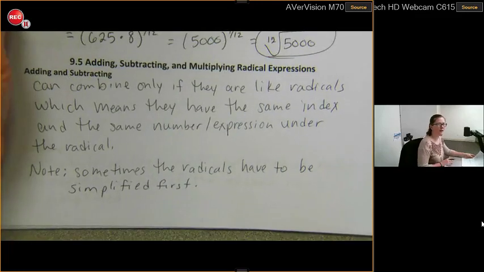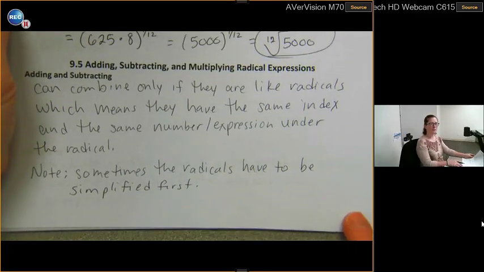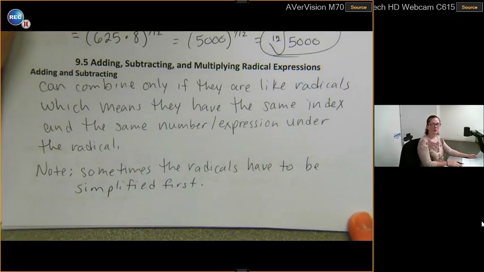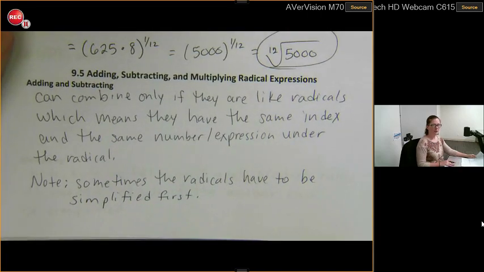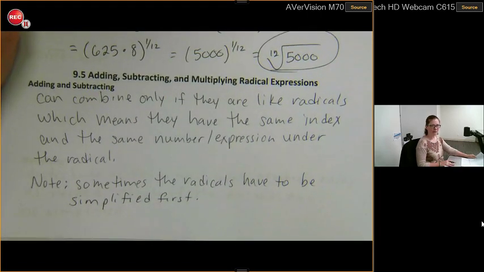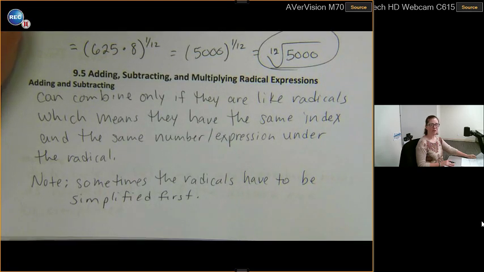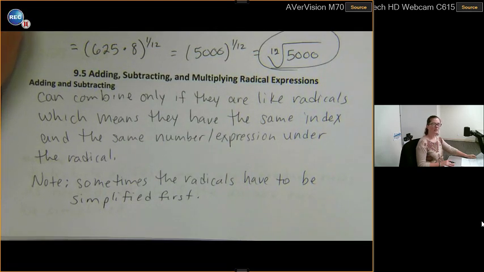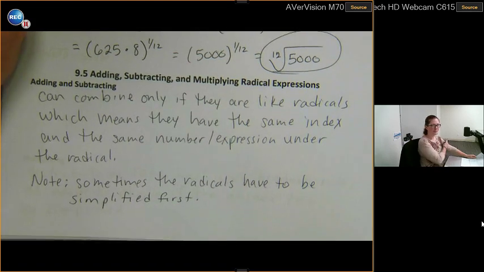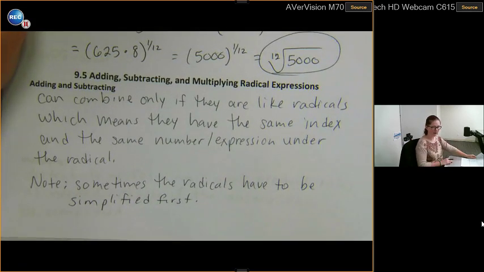Now we're on to section 9.5, adding, subtracting, and multiplying radical expressions. When we go for adding and subtracting, you can only combine them if they are like radicals, which means that they have the same index and the same number or expression under the radical. As a note, sometimes the radicals have to be simplified before they can be combined.